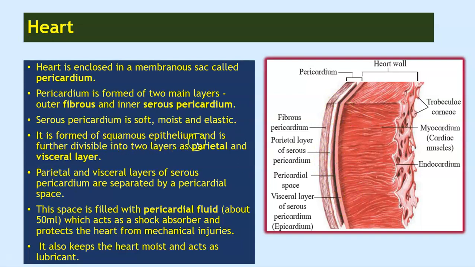It is formed of squamous epithelium and it is further divided into two layers, the parietal layer and the visceral layer. This is the parietal layer and this is the visceral layer of your serous pericardium. The parietal and visceral layers of the serous pericardium are separated by a space called the pericardial space. It is filled with pericardial fluid, about 50 ml, which acts as a shock absorber and protects the heart from mechanical injuries. It also keeps the heart moist and acts as a lubricant.